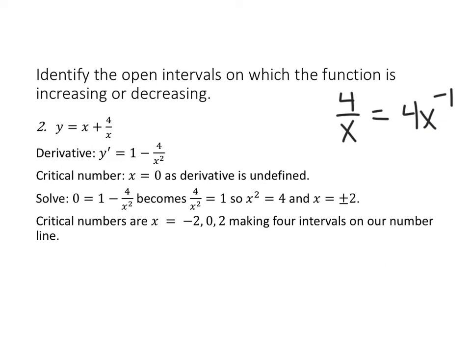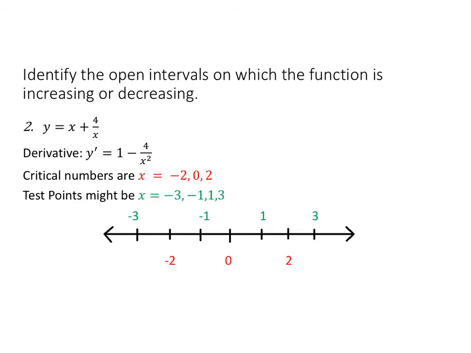So not what I wanted to do. I was hoping to highlight that. There we go. X values, critical numbers, -2, 0, and 2, making 4 intervals on our number line. Okay. So we have everything before -2. Here's a test point, -3. We have everything between -2 and 0. Here's a test point at -1.